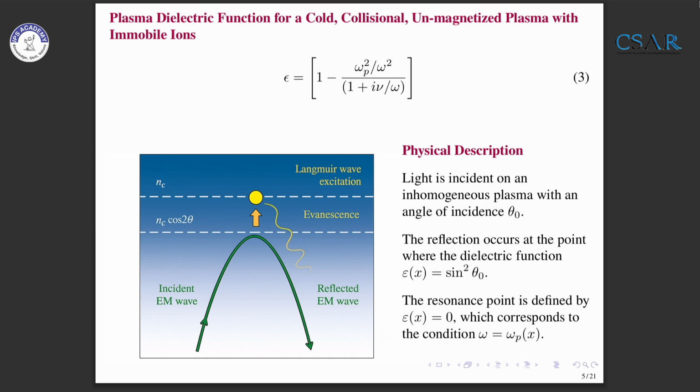When the light is incident obliquely on an inhomogeneous plasma, basically a linearly inhomogeneous plasma, it reflects at the reflection point where the density becomes critical density times cos square theta. After that, some part transmits to the resonance point and excites the Langmuir wave. Reflection occurs when epsilon is equal to sin square theta, and the resonance point is where omega becomes omega px.